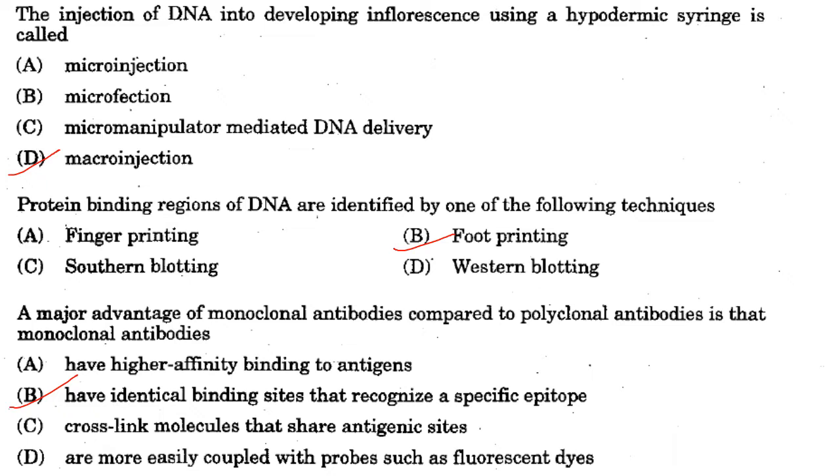Then, a major advantage of monoclonal antibodies compared to polyclonal antibodies is that monoclonal antibodies have identical binding sites that recognize a specific epitope. So the answer is option B: identical binding sites, and they recognize a specific epitope. Polyclonal antibodies will have many binding sites.